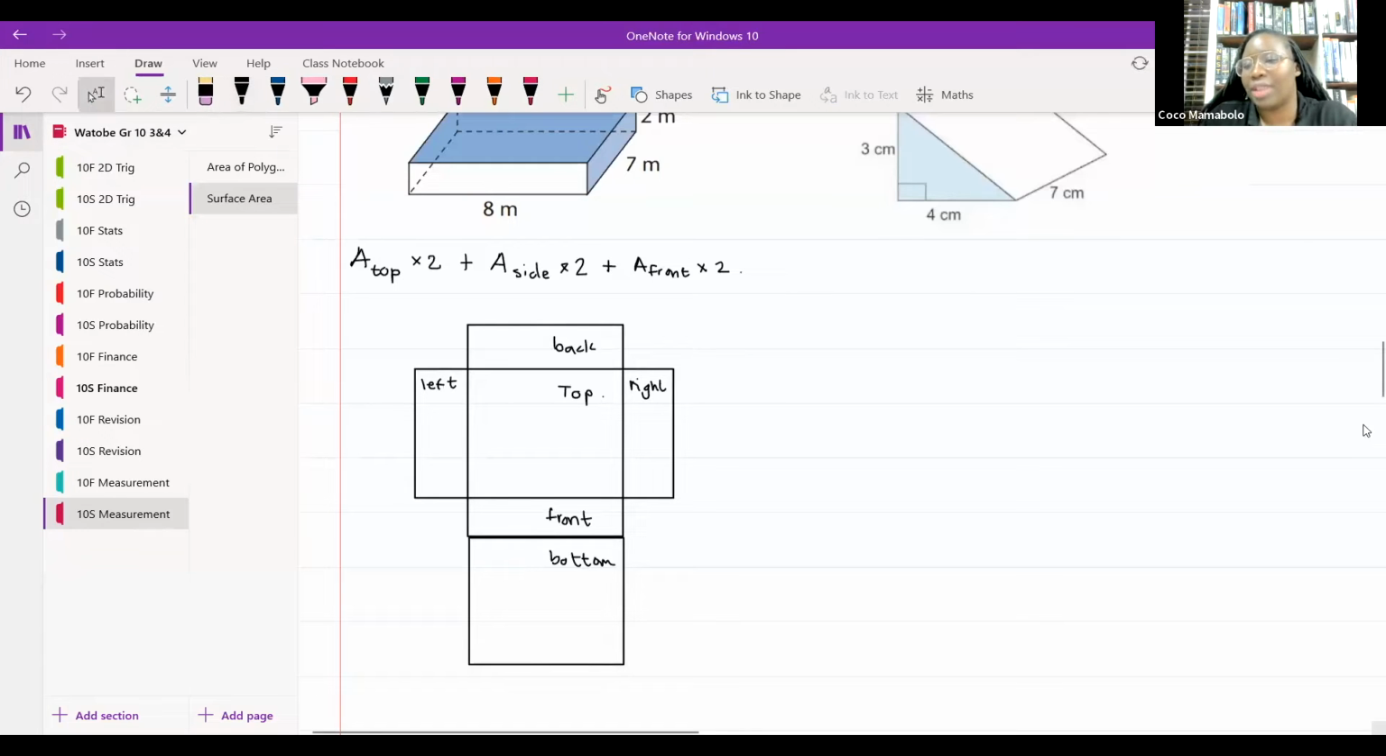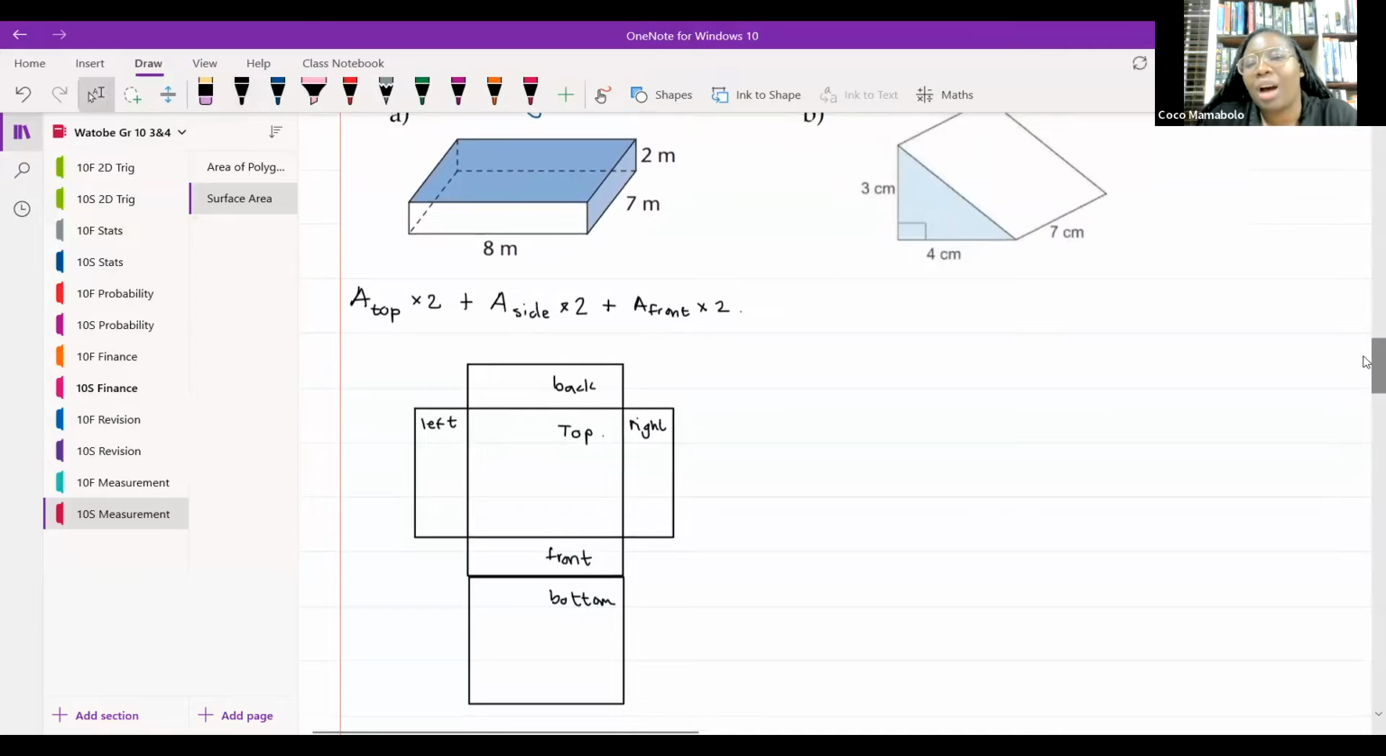So we're going to now look for dimensions. Let's start with the dimensions of the top. What are the length and the breadth dimensions for the top side? You can pop your answers in the chat when you're ready.